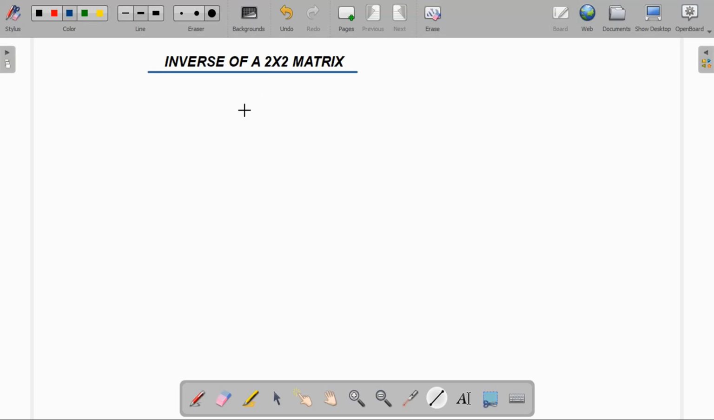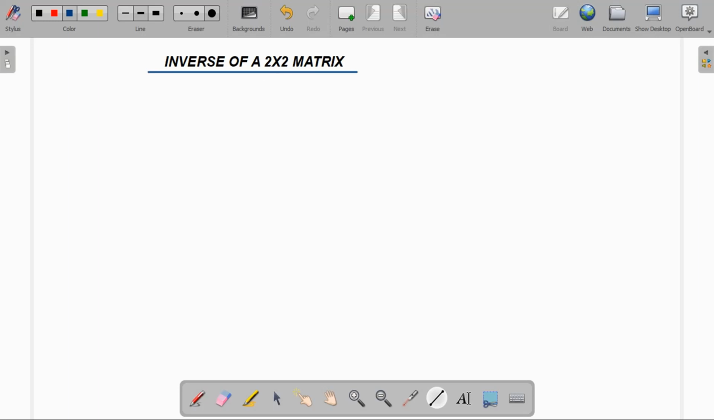So what do we do when we're finding the inverse of a matrix? There are steps that you are supposed to follow when you're finding the inverse of a 2 by 2 matrix. When we say 2 by 2 matrix, it simply means it has 2 rows and also 2 columns. So the first step of finding the inverse of a 2 by 2 matrix is to find the determinant of the same matrix. You find the determinant of the matrix.